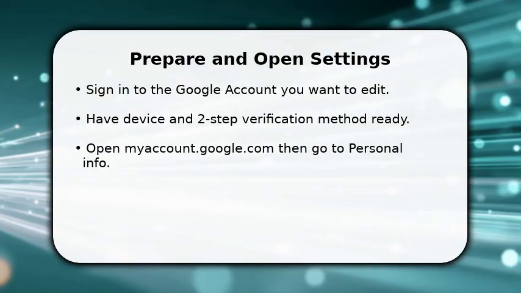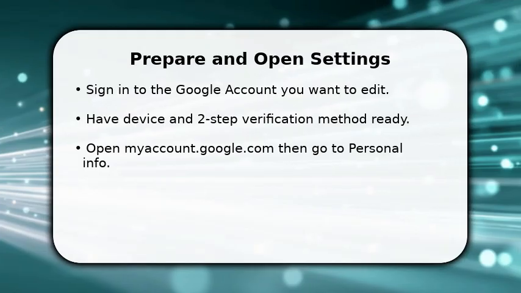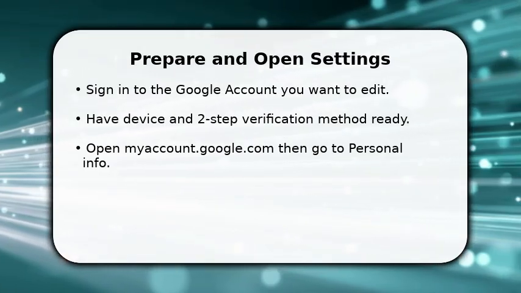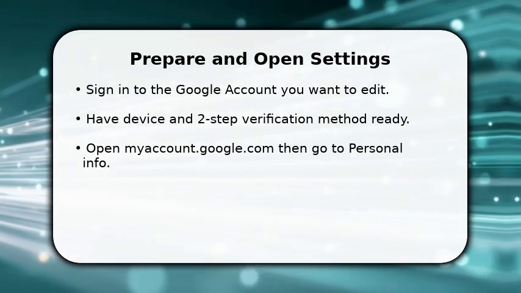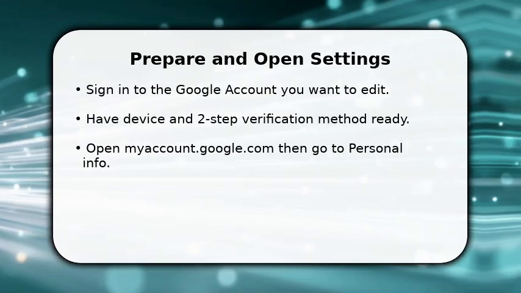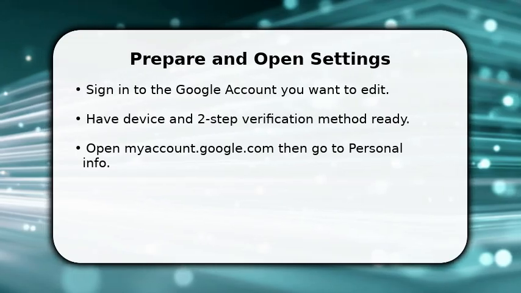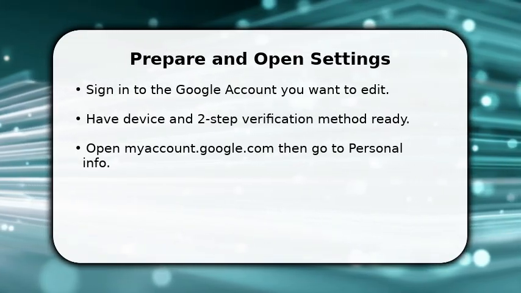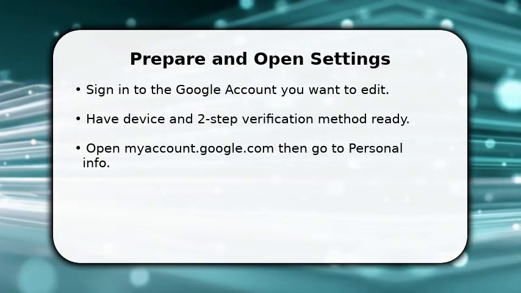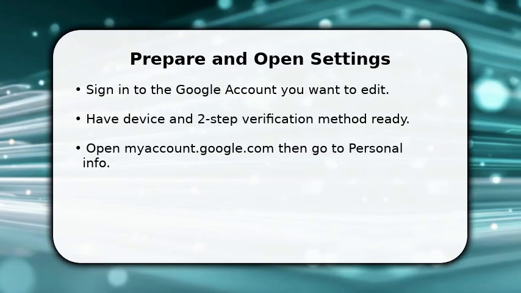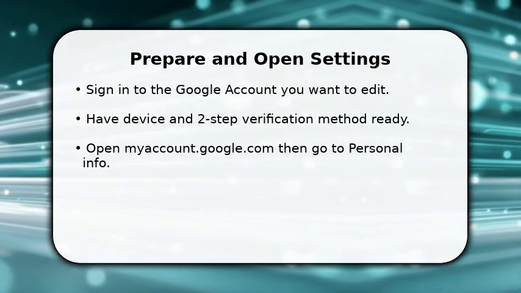You start by signing into the exact Google account that holds the phone numbers. Once signed in, make sure two-step verification is accessible so you can confirm identity when prompted. Now open My Account. Google.com and select Personal Info. This takes you to contact details. You do this first because Google locks sensitive contact fields until identity is verified.